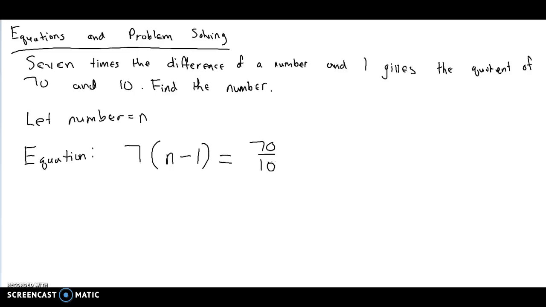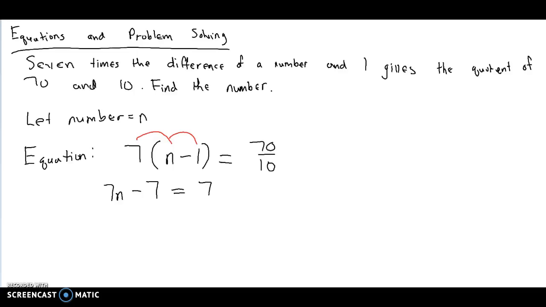To solve this, we think of our equation solving techniques. We have something with parentheses, and we want to get rid of it, right? So we're going to take the 7 and distribute it through. We're going to have 7n, so 7 times n is 7n, minus 7 times 1 is 7. So you get 7n minus 7 equals. On the other side, let's make it easier for ourselves. We're going to do 70 divided by 10 to get 7.